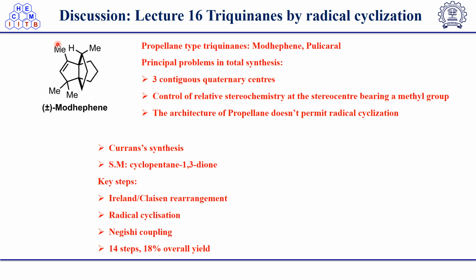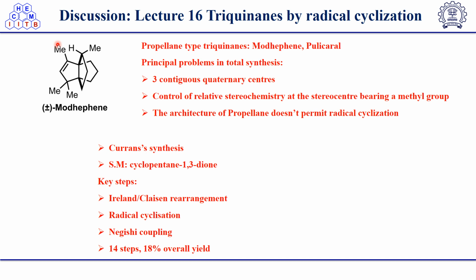Here, Curran's synthesis used cyclopentene-1,3-dione as the starting material. The key steps were Ireland-Claisen rearrangement, radical cyclization, and Negishi coupling, and he could obtain modhephene in 14 steps with 18 percent overall yield.